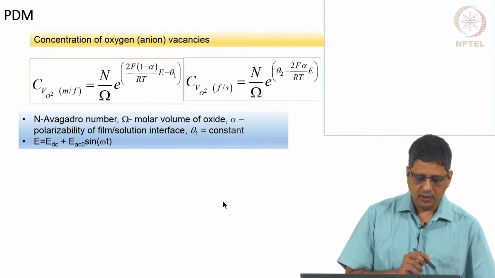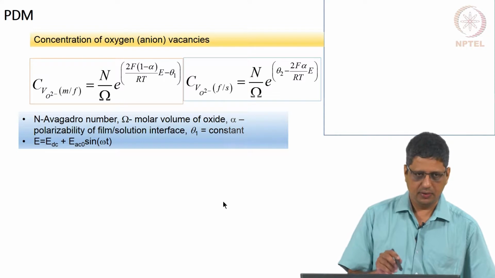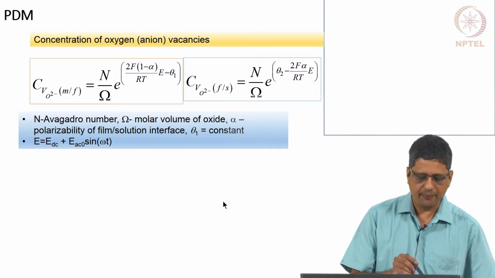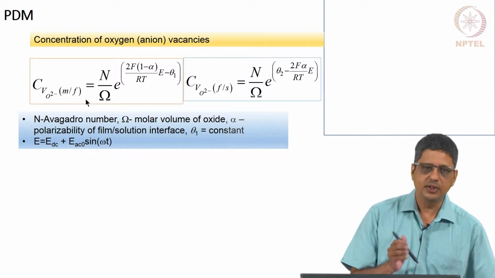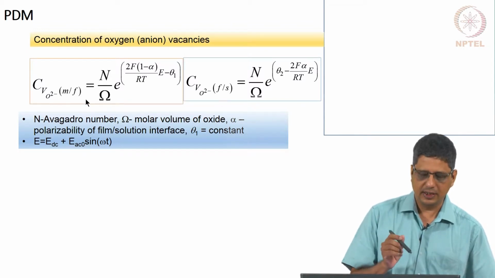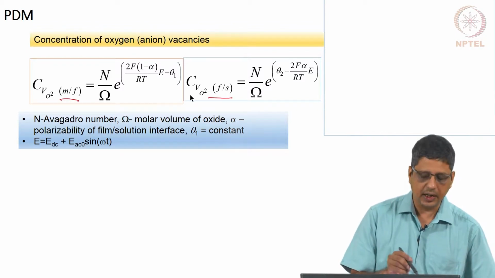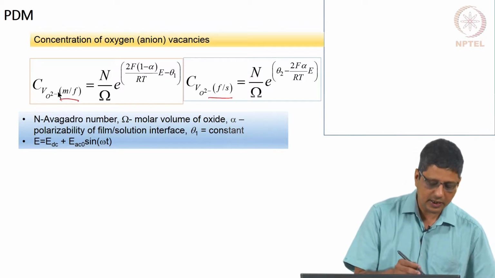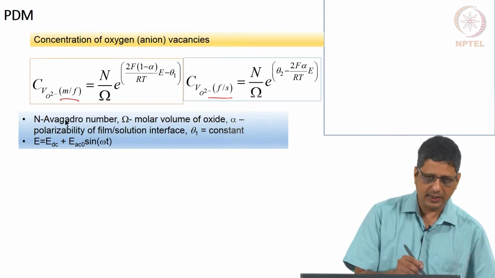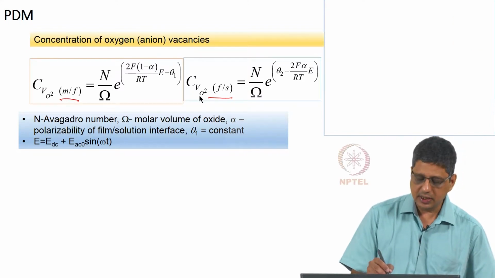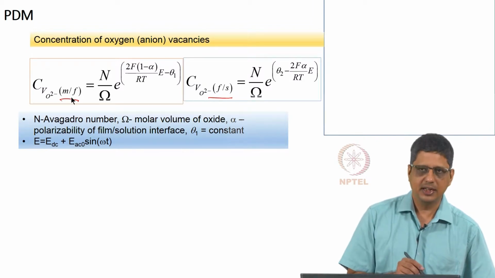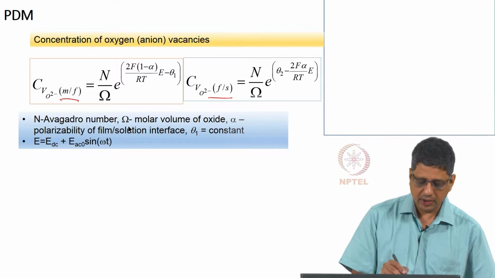Okay. And I will also just introduce how these equations are developed, but I am not going to go through the full development. The concentration of anion vacancies at the metal film interface and the concentration of anion vacancies at the film solution interface are given by these equations, where n is the Avogadro number.